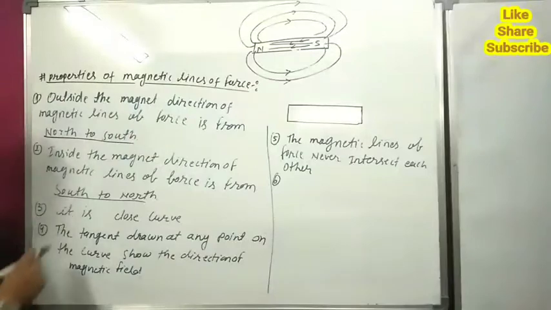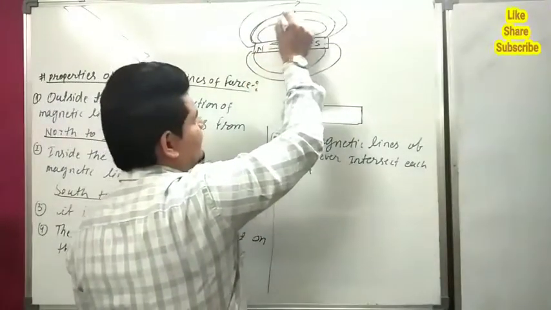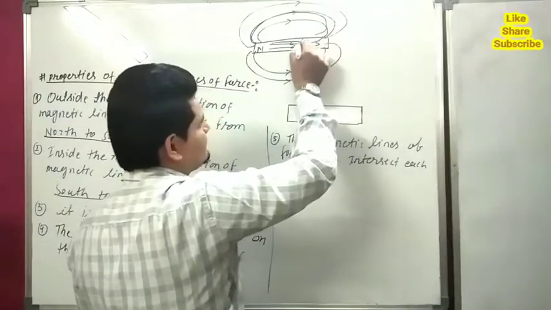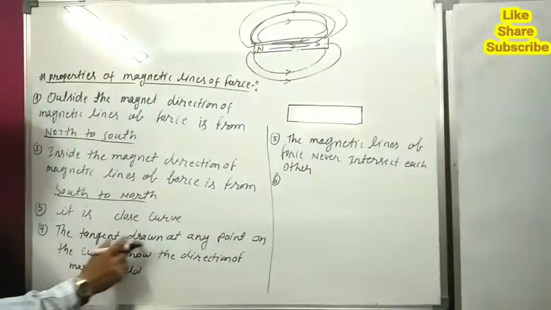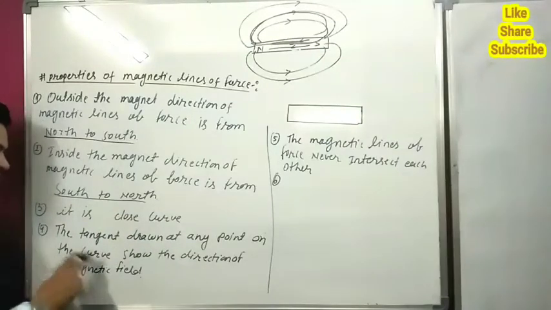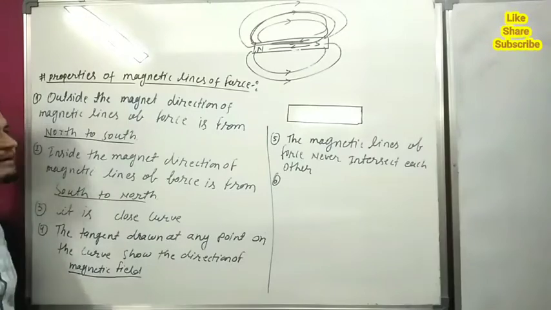Third, it is a closed curve. It starts from north and again moves back, so this is the closed curve. The tangent drawn at any point on the curve shows the direction of the magnetic field.